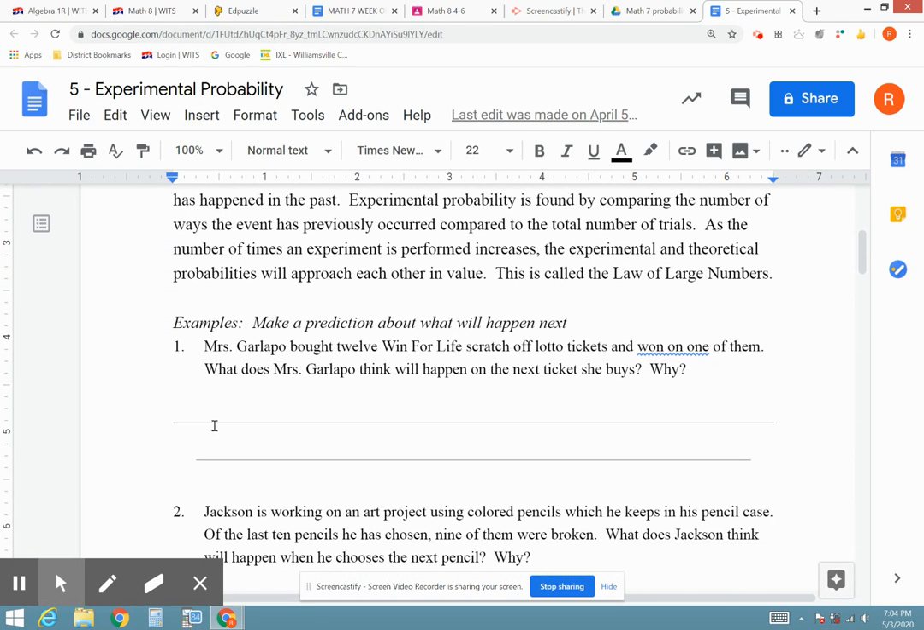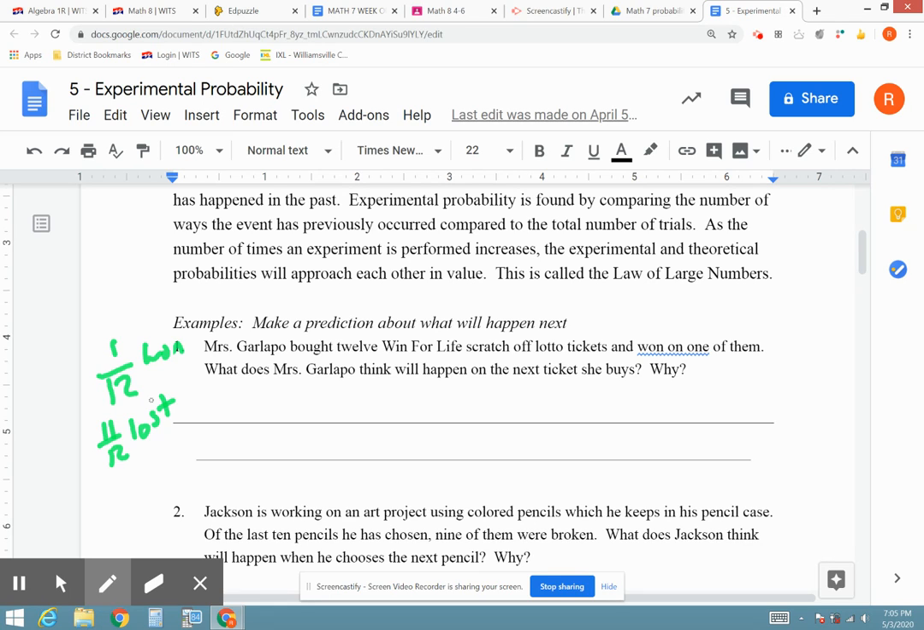It says we're going to make a prediction about what will happen based on what has already happened. So Mrs. Garlipo bought 12 Win for Life scratch-off lotto tickets and won on one of them. What does Mrs. Garlipo think will happen on the next ticket she buys? Why? Well, let's see. If she bought 12 tickets and she won on one of them, that means that she lost on 11 of them.